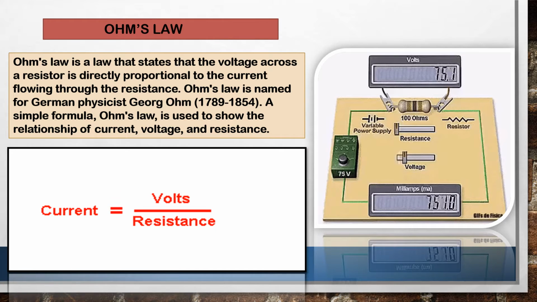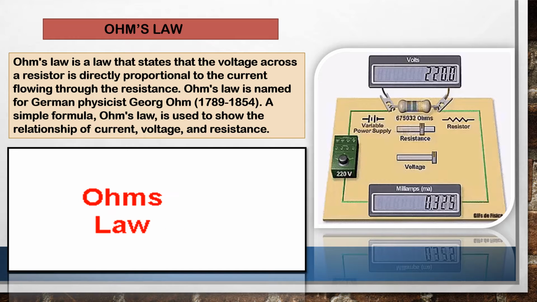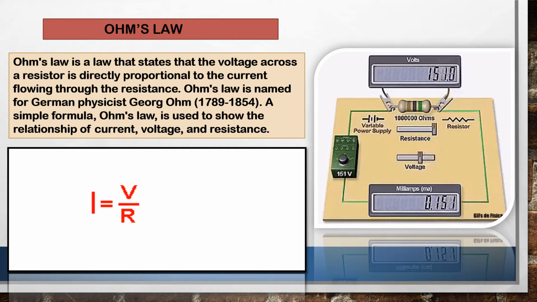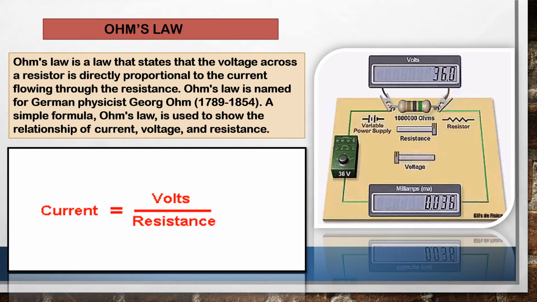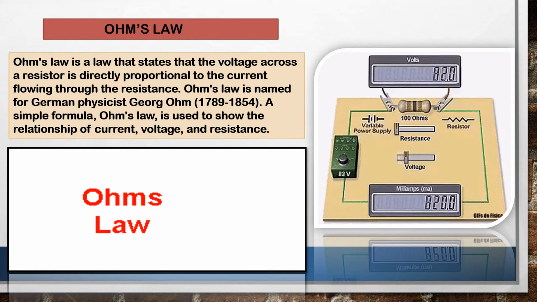The constant of proportionality R is called the resistance of the conductor. So we can write I is equal to V by R. Now see this diagram. Ohm's law is I is equal to V by R. That means current is equal to voltage divided by resistance. The current in a circuit is equal to the volt divided by the resistance of the circuit. So this is actually Ohm's law.